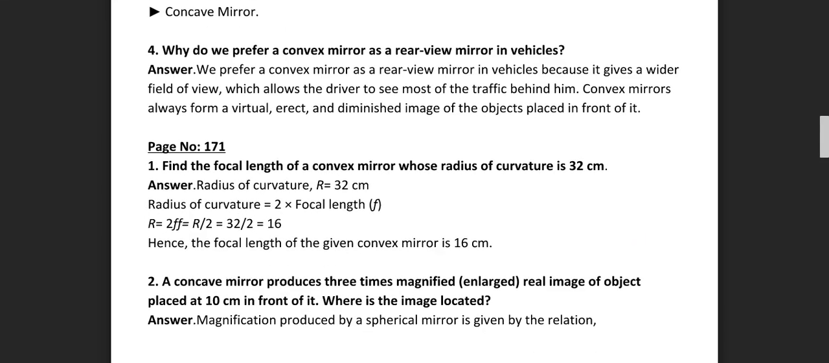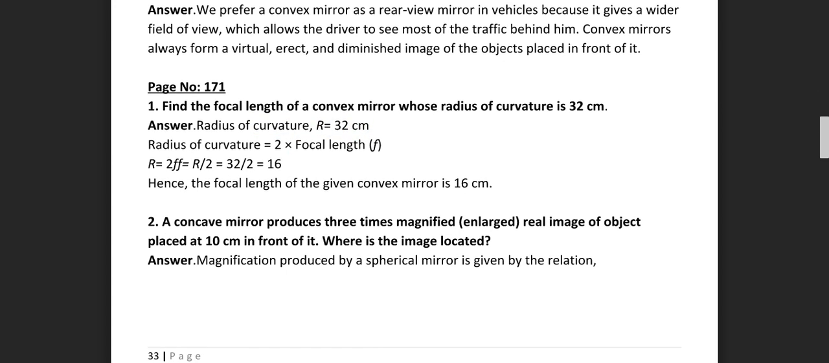Now next is find the focal length of a convex mirror whose radius is 32. So r is equal to 32. Again the same formula, r is equal to 2f. Then you will calculate f is equal to r by 2. So 32 by 2, that is 16. You get the value of f, that is 16. So focal length of the convex mirror is 16 centimeter. In case of mirror or lenses, you can determine the radius of curvature or focal length by the same formula if one thing is given to you.